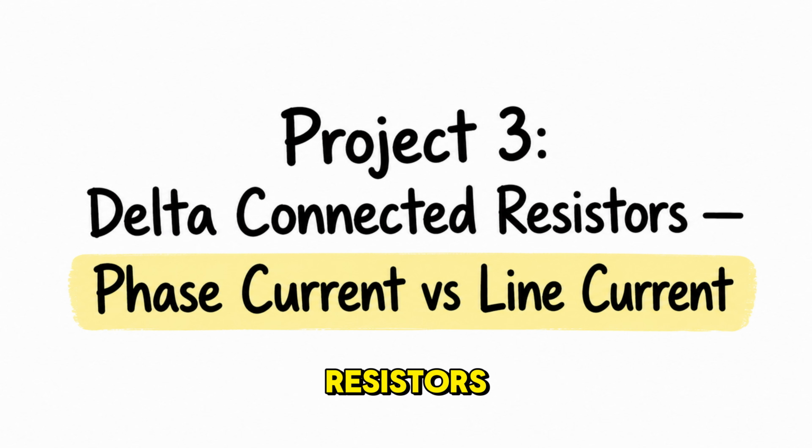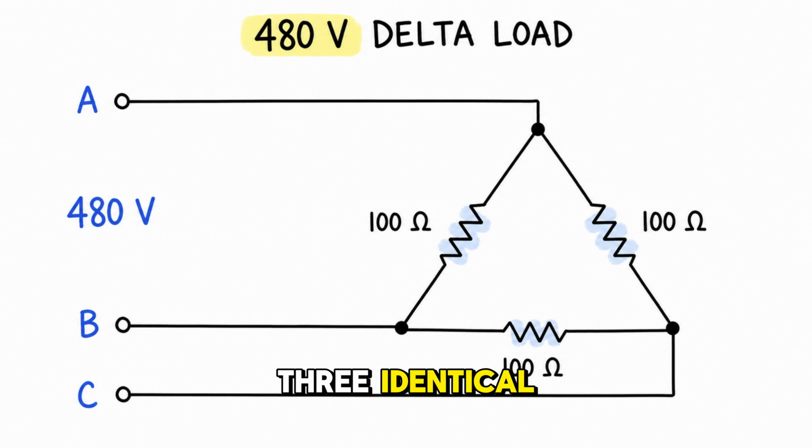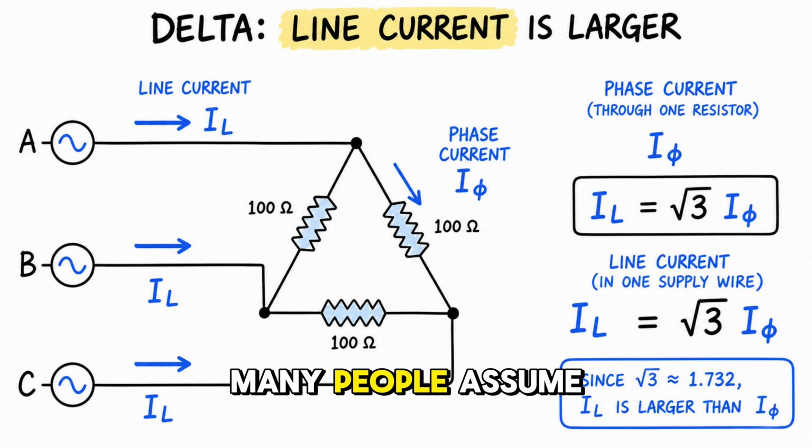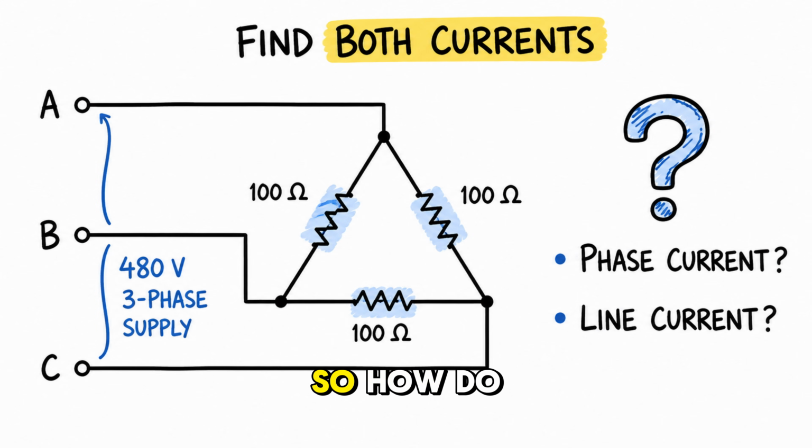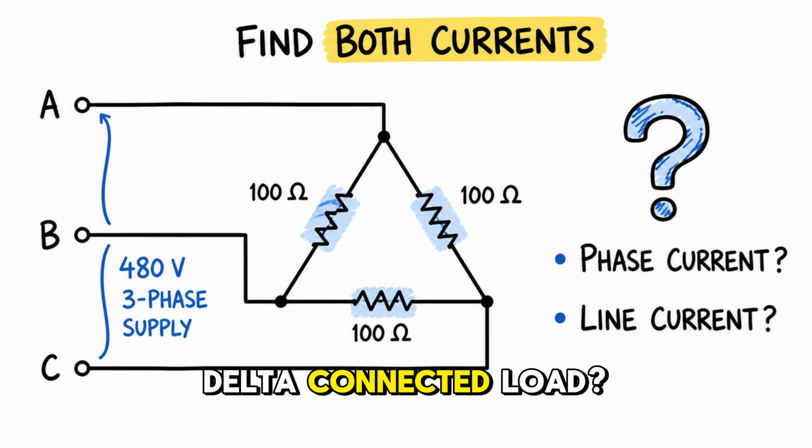Project 3. Delta connected resistors. Phase current versus line current. 3 identical 100 ohm resistors are connected in delta to a 480 volt 3-phase supply. Many people assume the line current and phase current are the same, just like in the Y connection. But in delta connection, the line current is always larger than the phase current by a factor of root 3. So how do you correctly calculate phase current and line current in a delta-connected load?